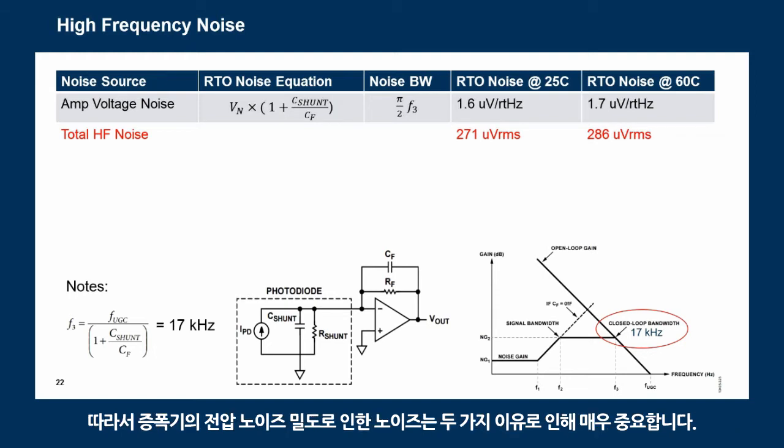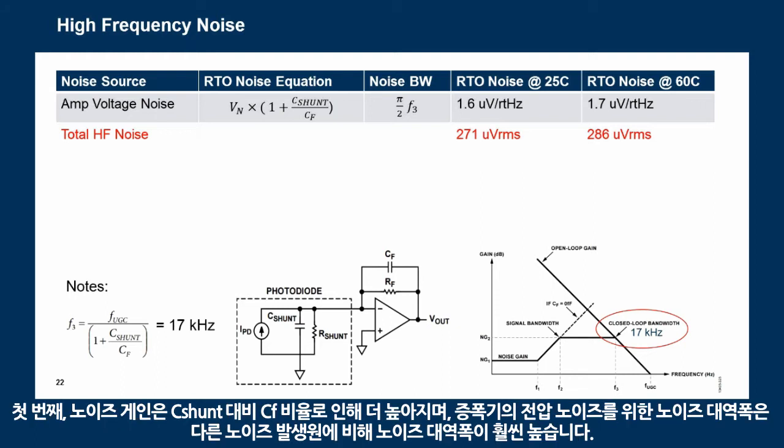So noise due to voltage noise density of the amplifier is significant due to 2 reasons. First, noise gain is higher due to the ratio of C shunt over CF. And second, noise bandwidth for the voltage noise of the amplifier is much, much higher compared to the noise bandwidth of the other noise contributors.